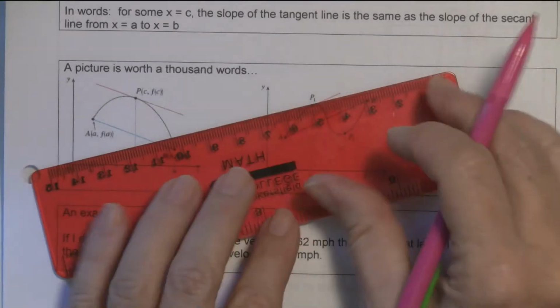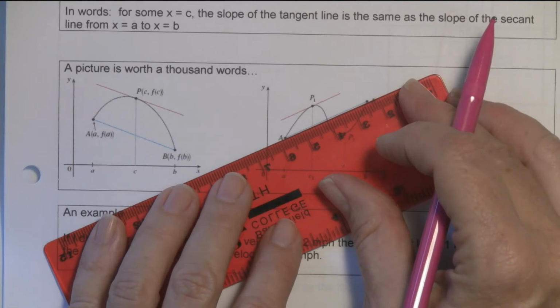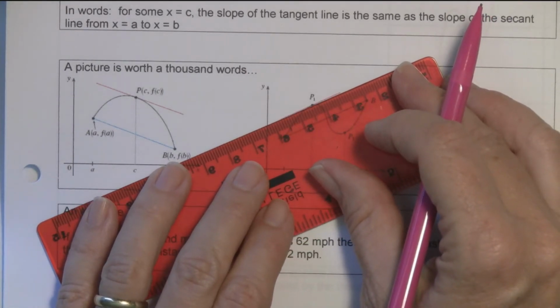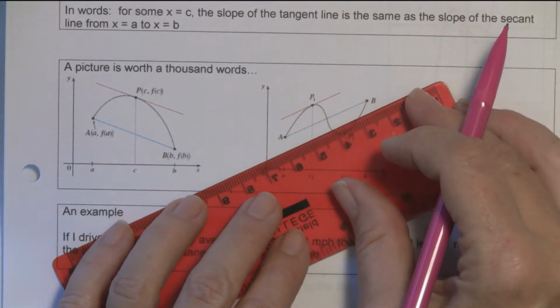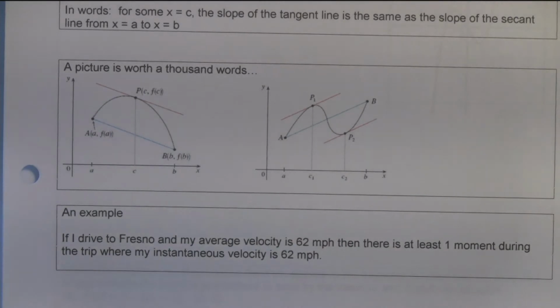And here is the secant line, the slope of the secant line. You can kind of imagine it. And here's a place where the tangent line has the same slope. And here's another place where the tangent line has the same slope.